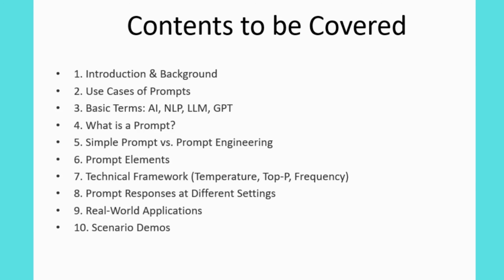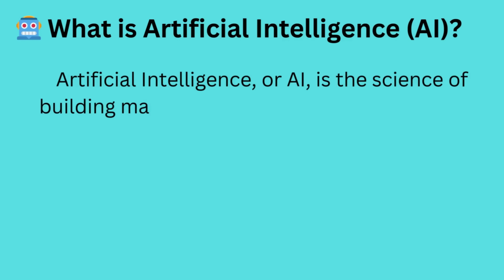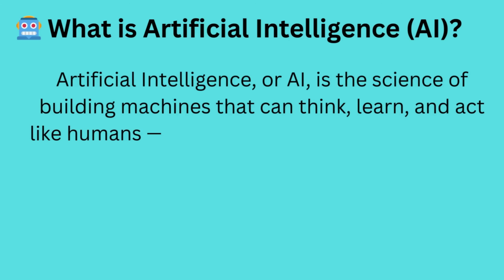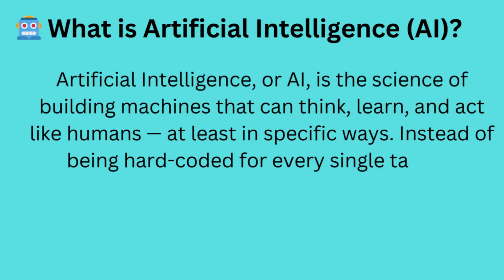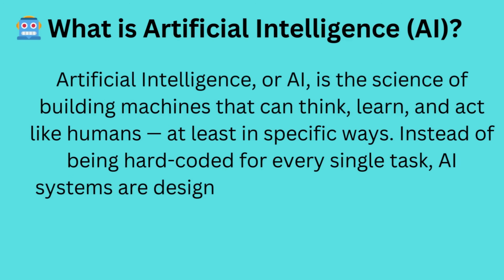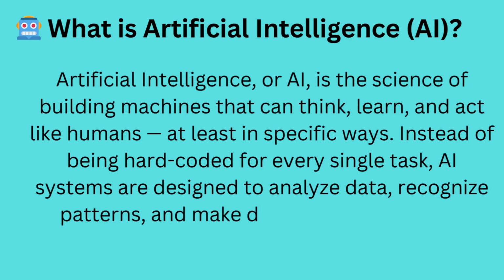To understand completely about prompt engineering science, we need to understand some basic AI-related terms. Now, what is artificial intelligence? Artificial intelligence or AI is the science of building machines that can think, learn, and act like humans, at least in specific ways. Instead of being hard coded for every single task, AI systems are designed to analyze data, recognize patterns, and make decisions on their own.